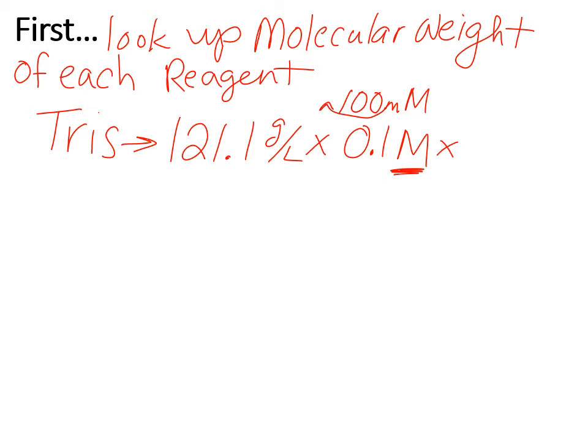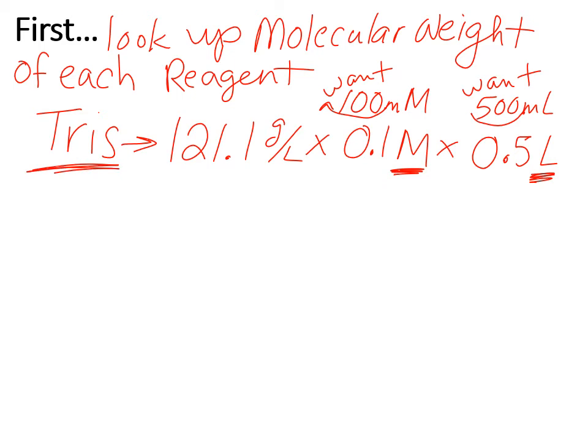Now, in the problem, we said you want to make 500 ml of this solution. So what is 500 ml in liters? Again, move the decimal 3 places. That's 0.5 liters. So make sure you convert what you want, because you want 100 millimolar and 500 milliliters. Make sure to convert those to capital M unit and the capital L unit, the molarity and liters unit.